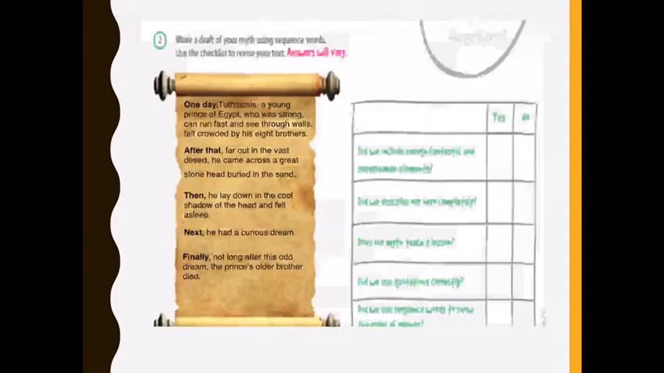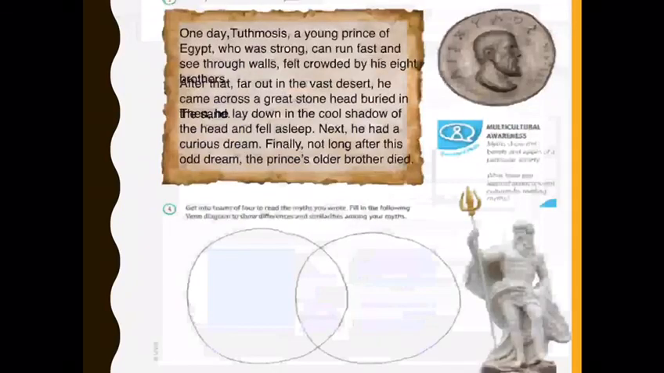Now, using the previous ideas of the graphic organizer, we will make a smart draft using sequence words, for example, first, at the beginning, then, after that, and finally. I will choose the words one day to start the story. As you can see, I added the prince's superpowers, and I also followed the checklist that I have on the right. Finally, I write my previous ideas in the form of a paragraph, and it's ready to share.